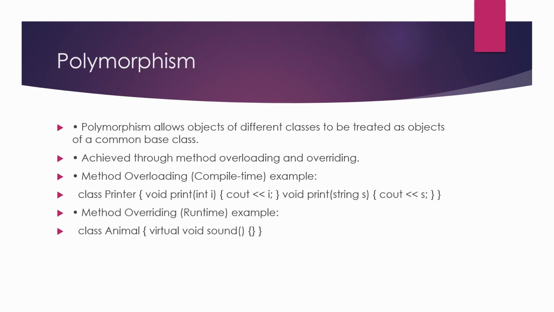Polymorphism allows us to treat objects of different classes as objects of a common base class. This is achieved through method overloading and overriding. Overloading happens at compile time while overriding occurs at runtime. For example, in method overloading, we can have multiple methods with the same name but different parameters. In method overriding, a subclass provides a specific implementation of a method defined in a superclass.